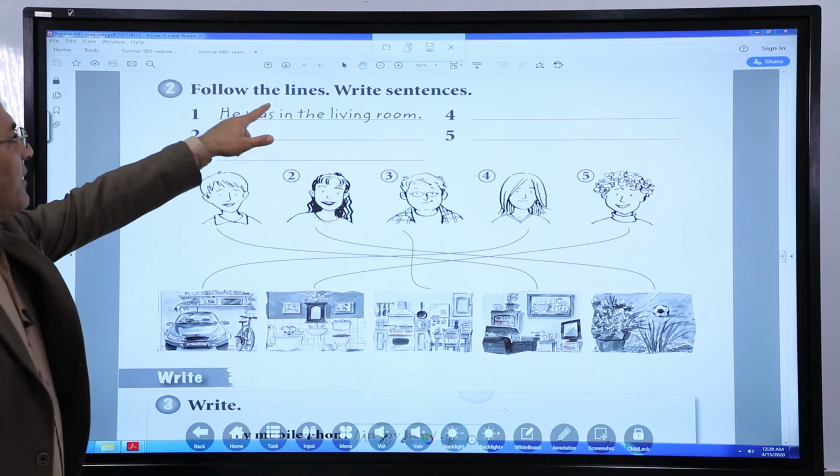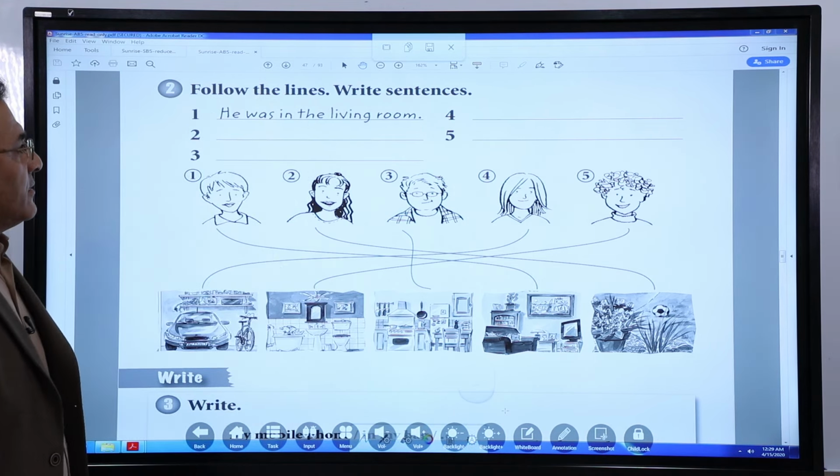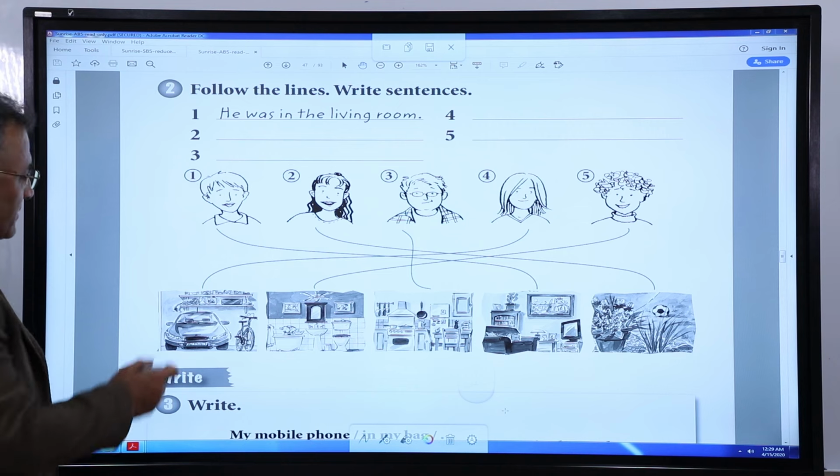Number 2, follow the lines, write sentences.